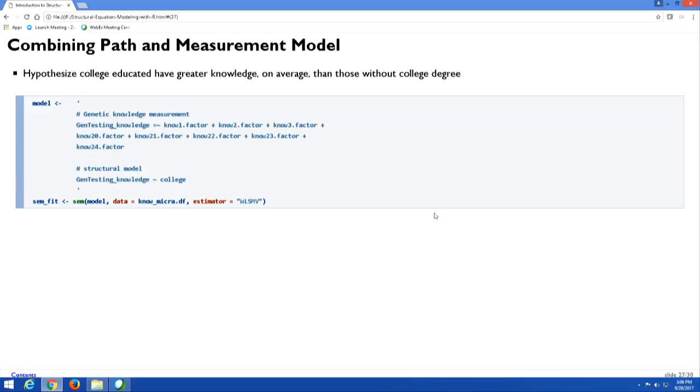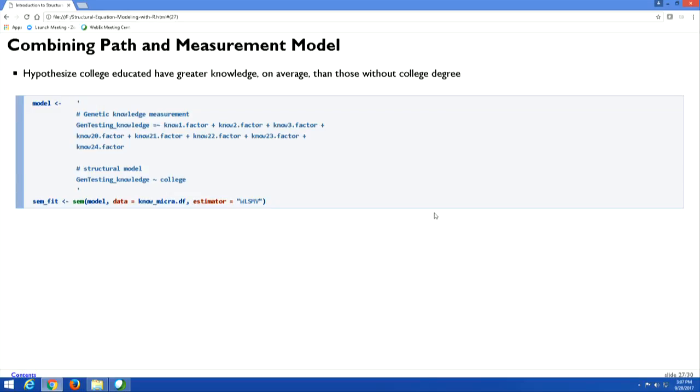And then I have the structural model. So I labeled the structural model, which is just genetic testing regressed on college, which I operationalized as somebody having a college degree, a bachelor's degree or higher, versus somebody having less than a bachelor's degree. This is not a real research question that the investigators are interested in. It's just something I'm doing for illustrative purposes today.